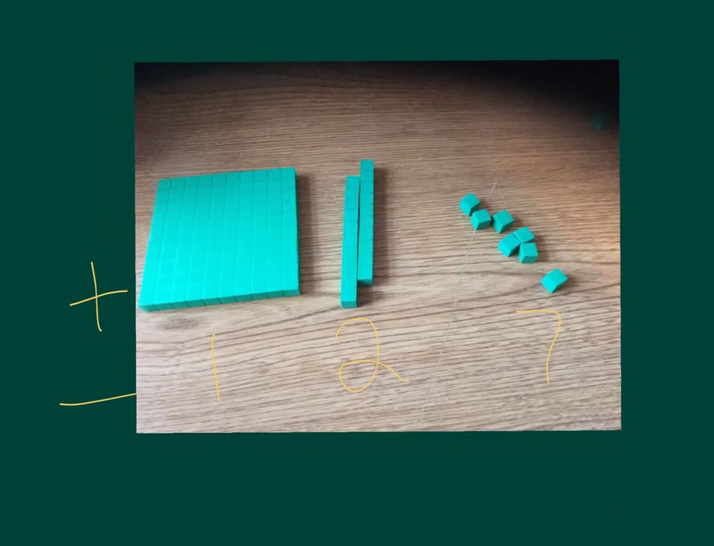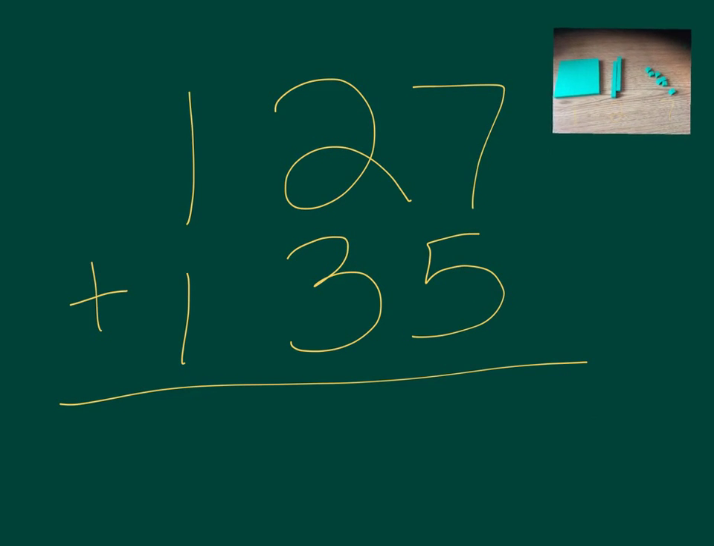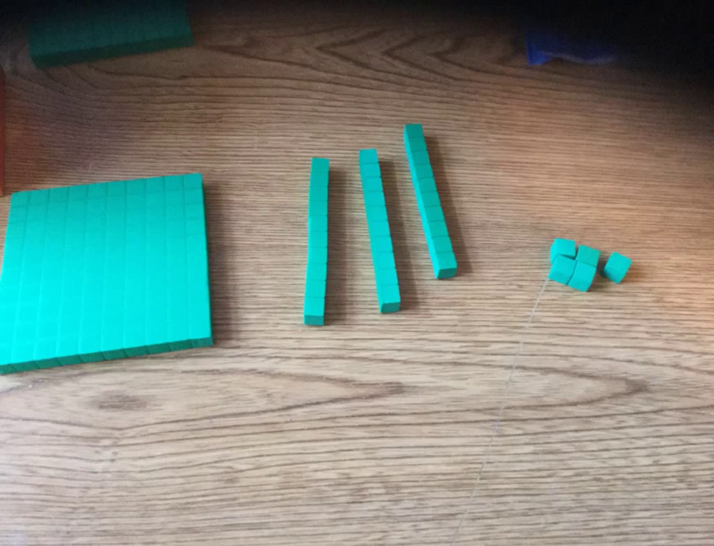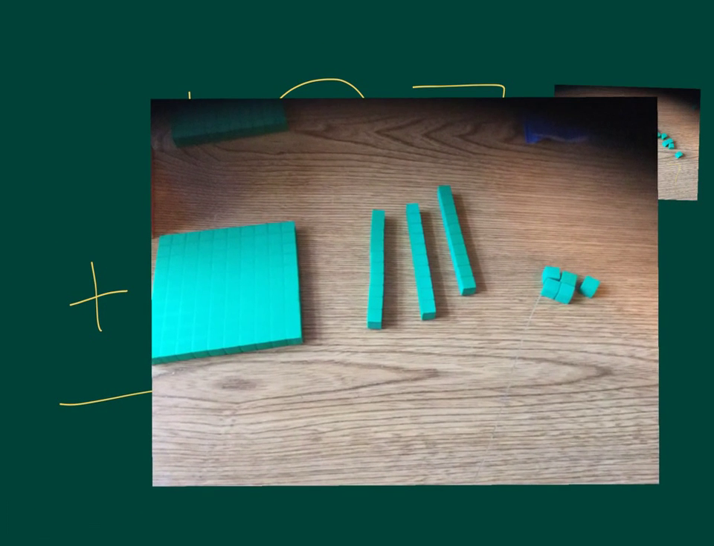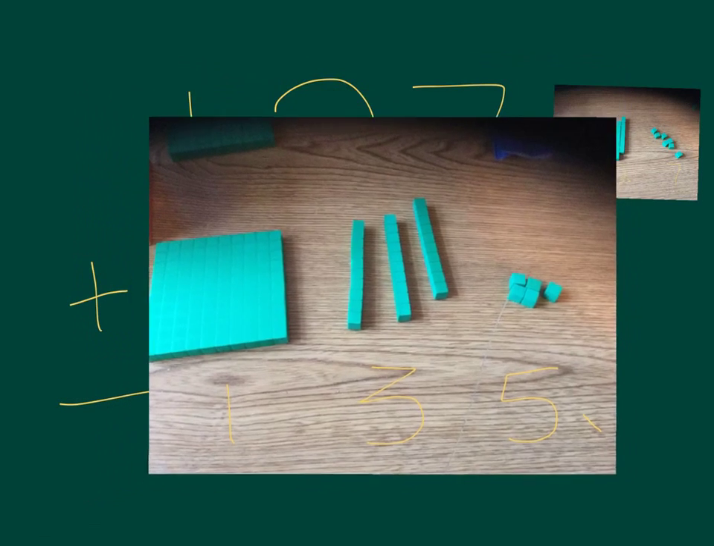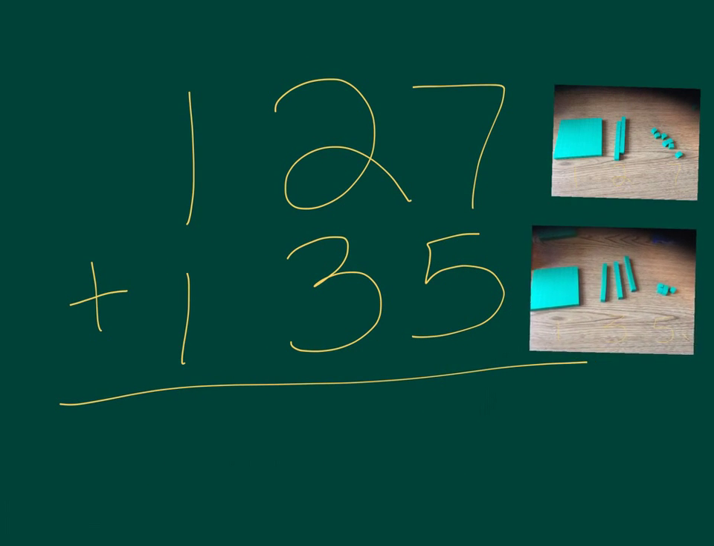Now if we move from this picture in our head back to our problem, it was 127 plus 135. Think about what 135 would look like using our base 10 blocks. Pause the video and draw out what 135 would look like using base 10 blocks. All right, here it is. Here's 135 in base 10 blocks. We have 100 flat, we have 3 10 rods, and we have 5 units. This represents our number 135.